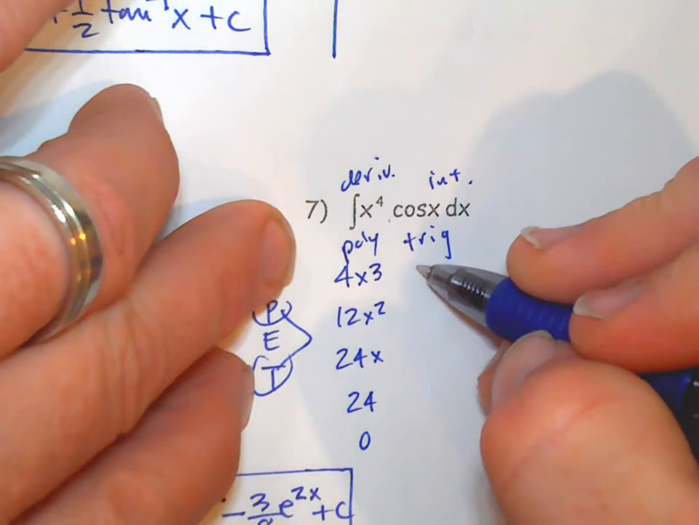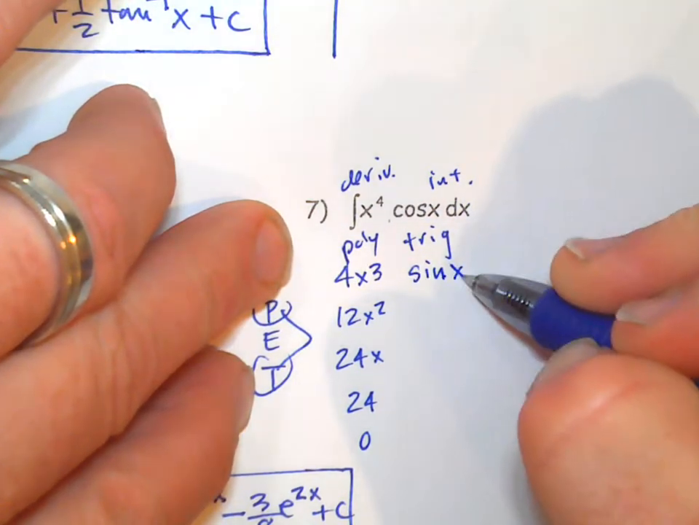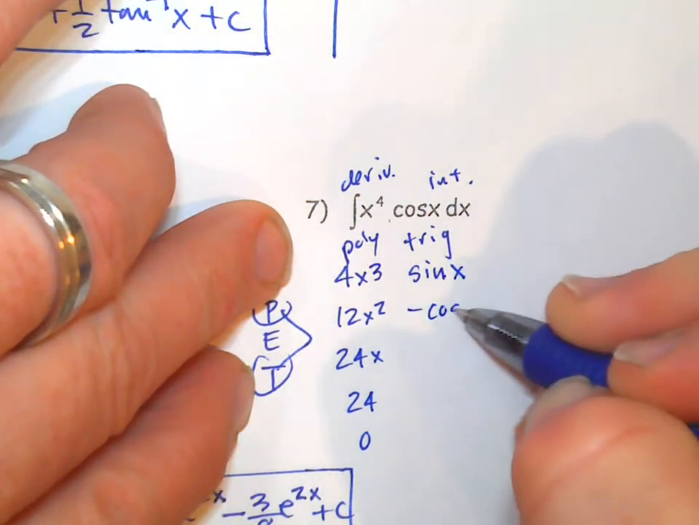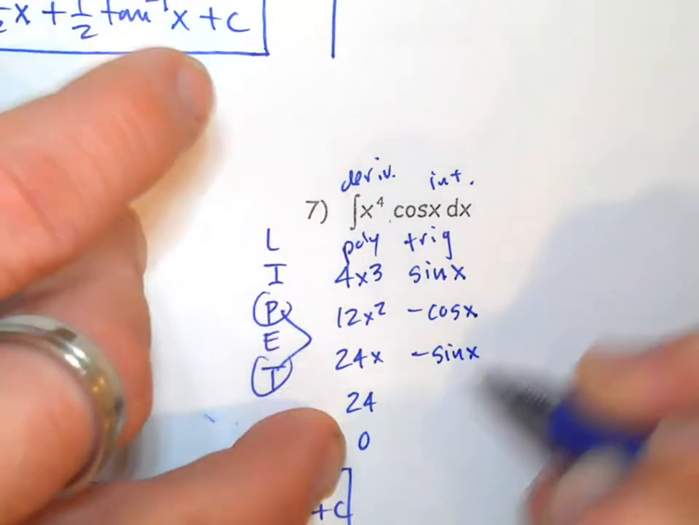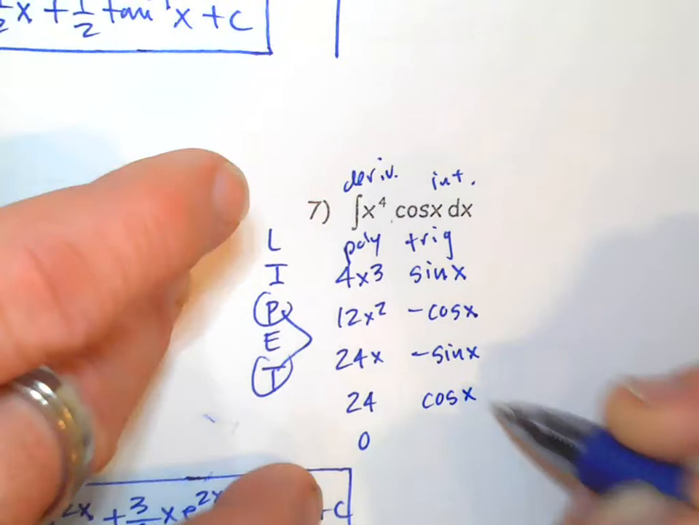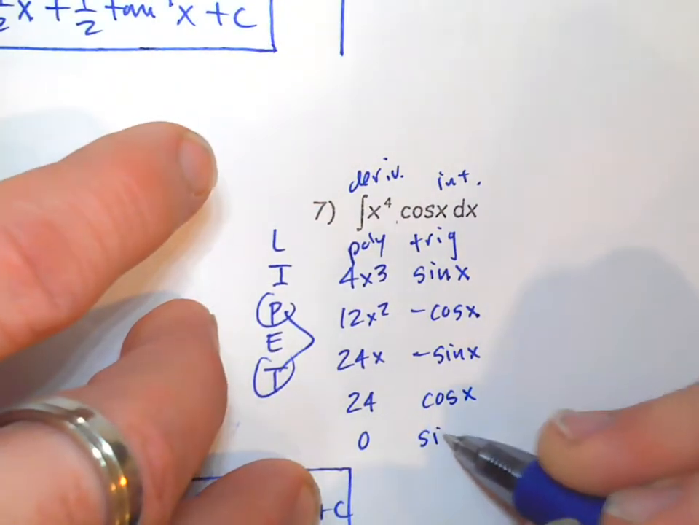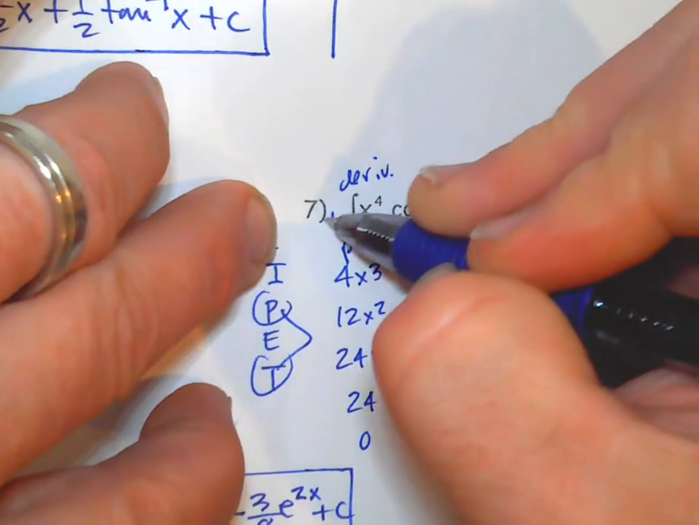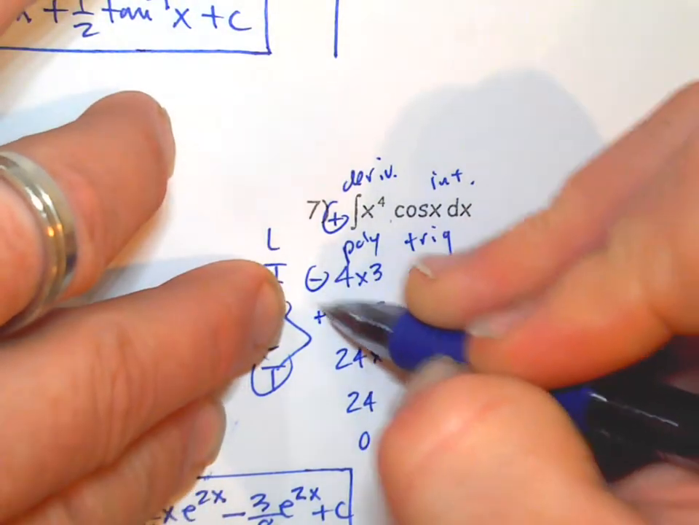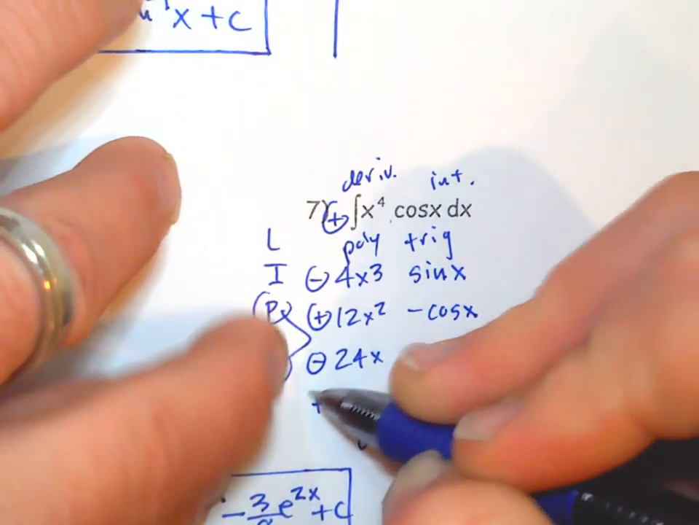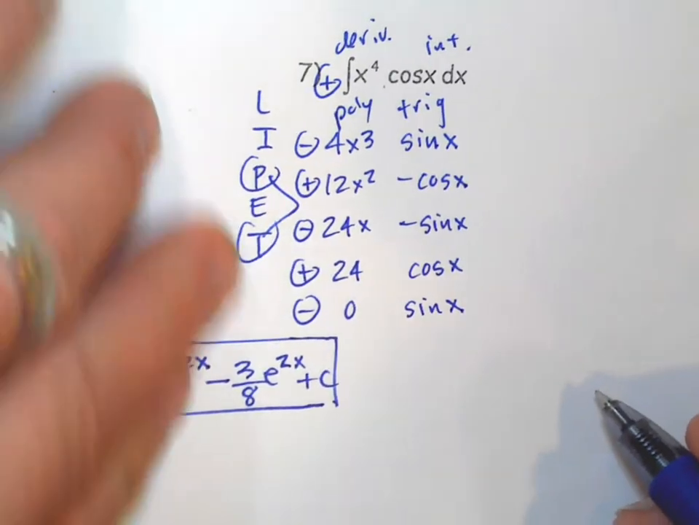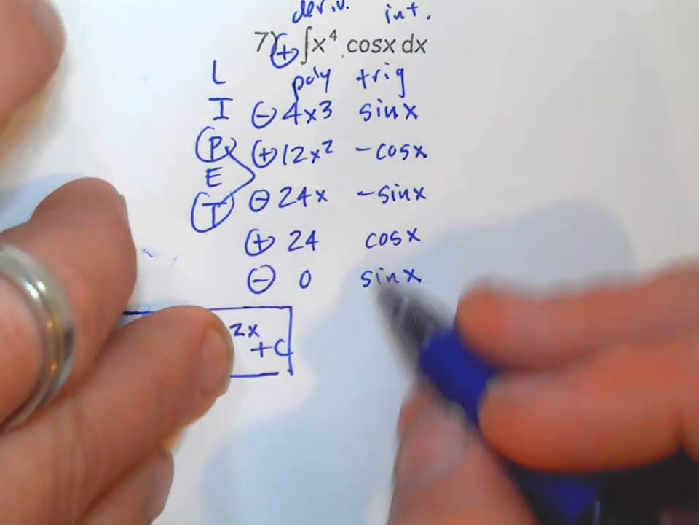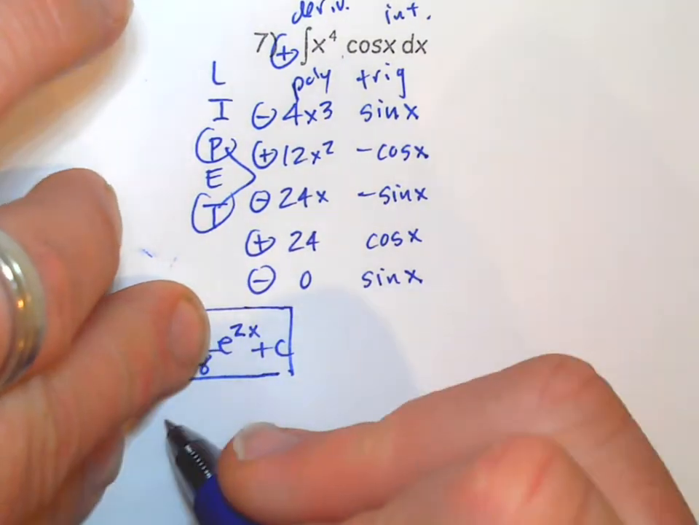Integrate the other side. Antiderivative of cosine is sine. Antiderivative of sine is negative cosine. Antiderivative of negative cosine is negative sine. Antiderivative of negative sine is positive cosine. Antiderivative of cosine is sine. Positive, negative, positive, negative, positive, negative. This one you would have had to do 4 times the normal way, and it would have taken so long.